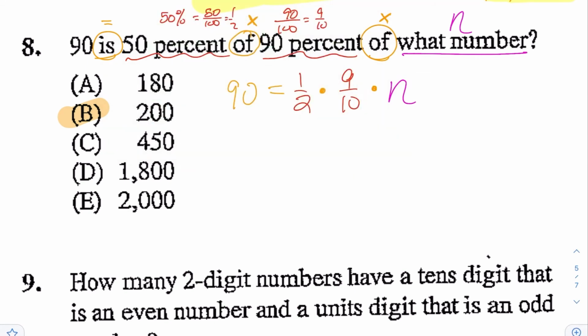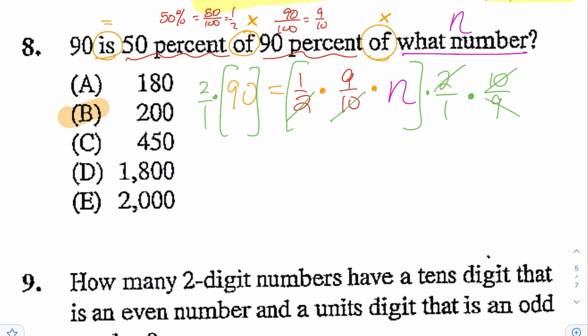So to solve for n, you'll have to multiply both sides by the reciprocal of the fractions to get rid of the fraction. So a reciprocal is an upside down fraction. Instead of 1/2, you can multiply by 2 over 1. And when you multiply by 2 over 1, the 2 in the numerator cancels out with 2 in the denominator. So you're just left with 1. And then you also want to multiply by 10 over 9, because the 10 in the numerator cancels out with 10 in the denominator. 9 in the denominator cancels out with 9 in the numerator.